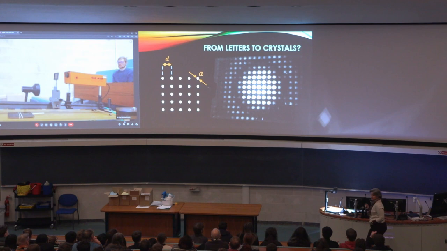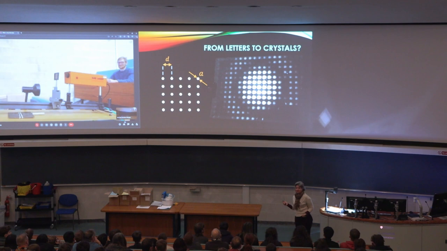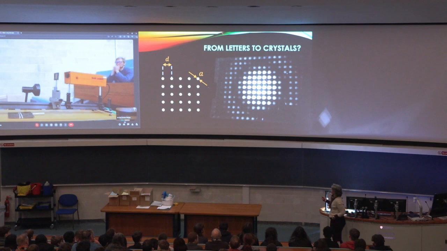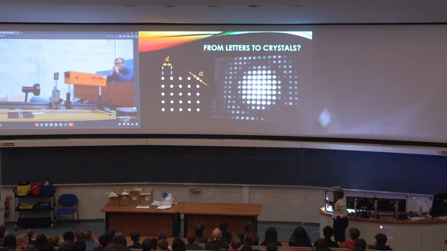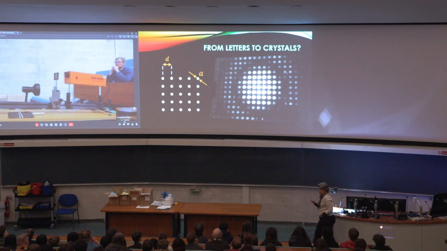Who thinks it's D? Good, so we're getting the idea. Biggest feature, smallest bit of the aperture. And then this grid comes about because we've got a grid of separation D. All of these atoms are separated by a distance D in a square array, and so we get a square diffraction pattern, which is the smallest feature of the pattern.